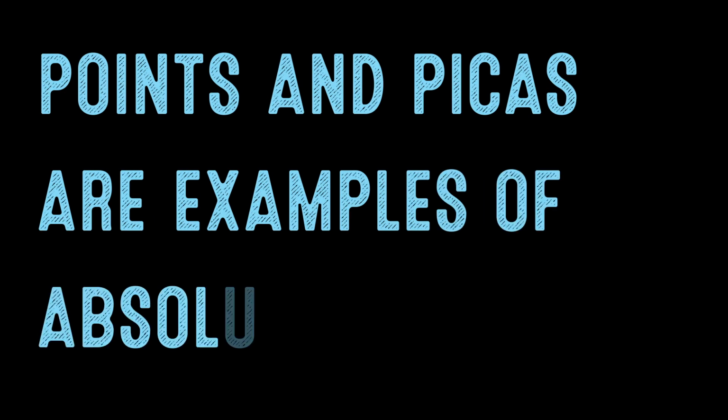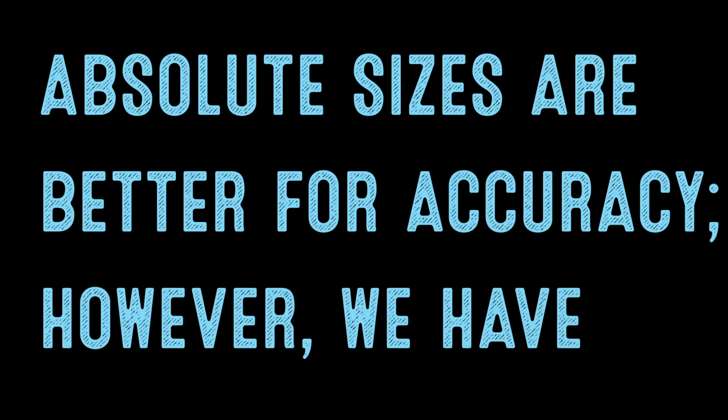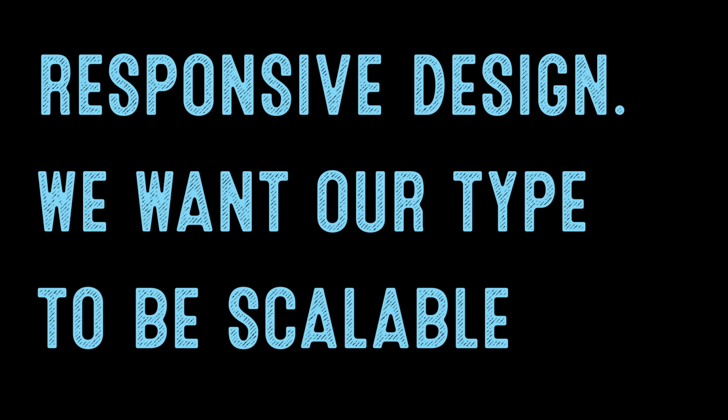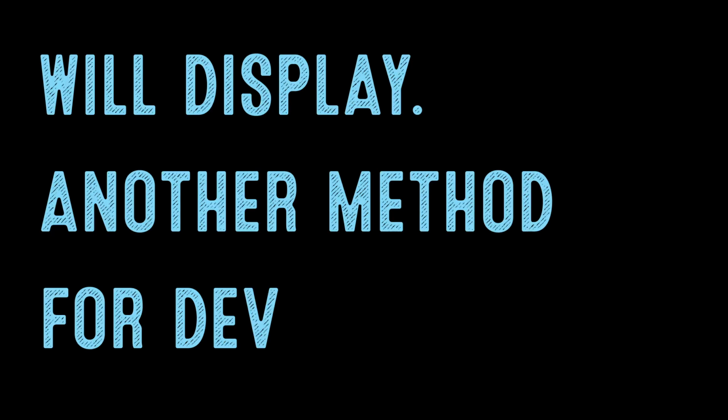The Daily Code Snippet. Points and picas are examples of absolute sizes, while ems and rems are examples of relative sizes. Absolute sizes are better for accuracy. However, we have been moving to relative sizes because of responsive design. We want our type to be scalable to different size screens on which our websites will display.